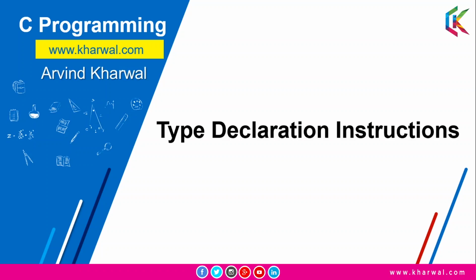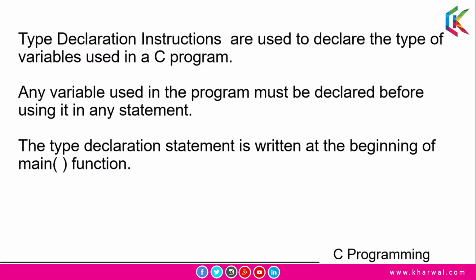In this session, we are going to discuss type declaration instructions. So let's get started. Type declaration instructions are used to declare the type of variables used in a C program. Any variable used in the C program must be declared before using it in any statement. The type declaration statement is written at the beginning of the main function.